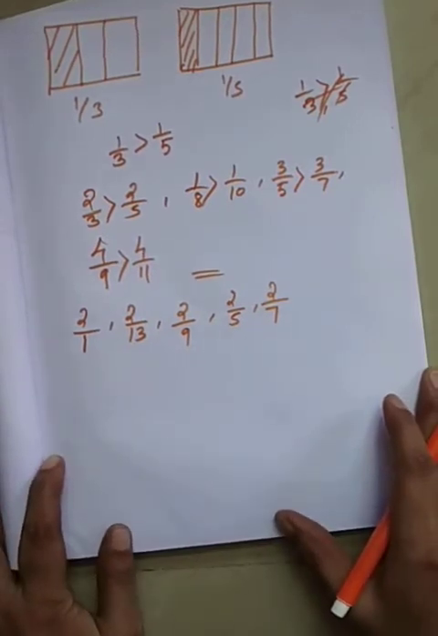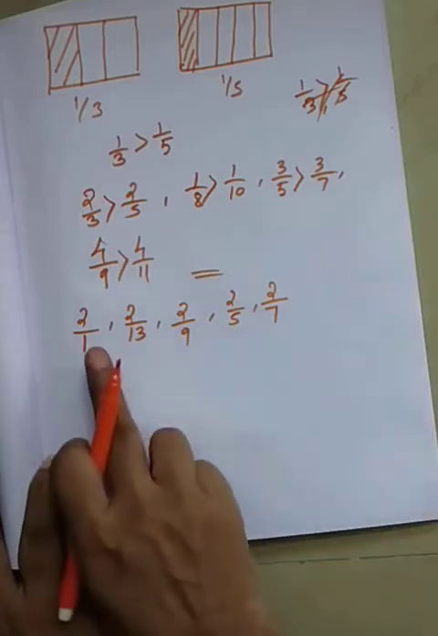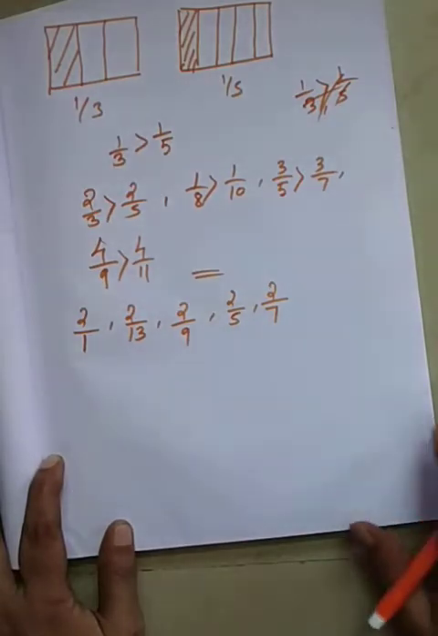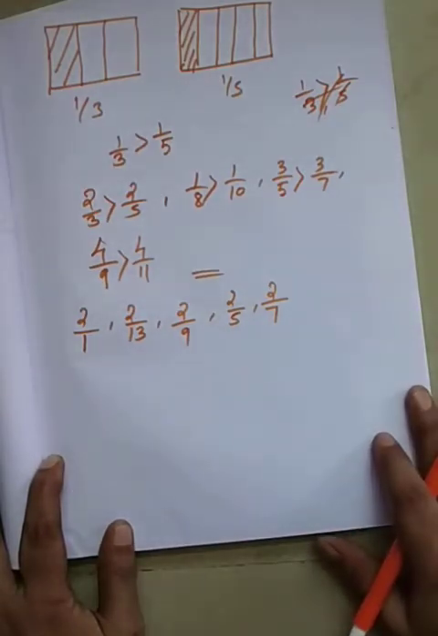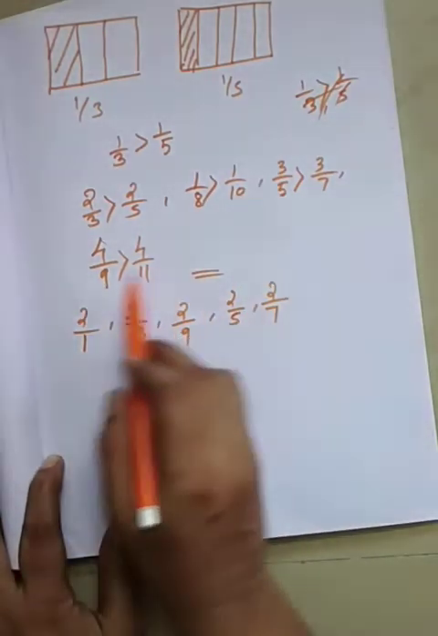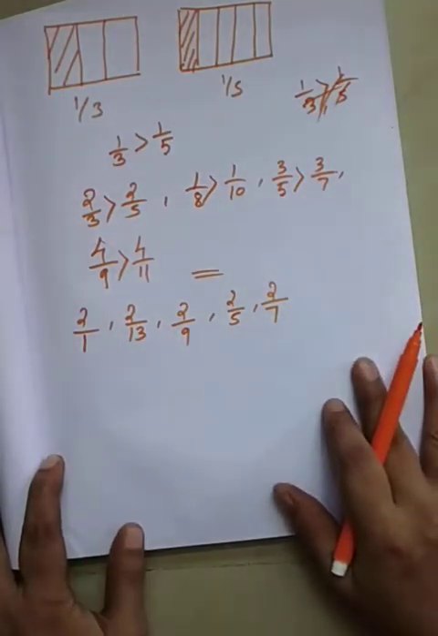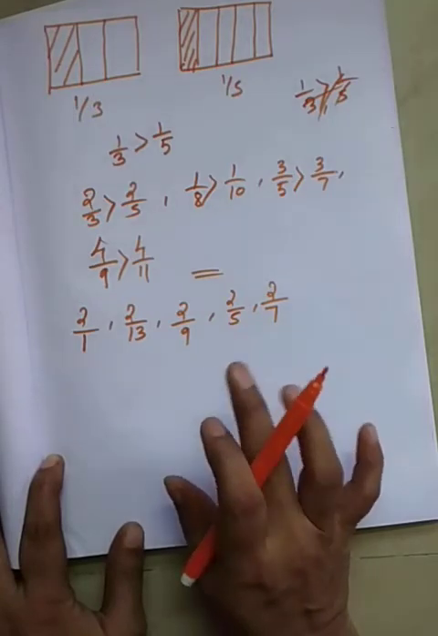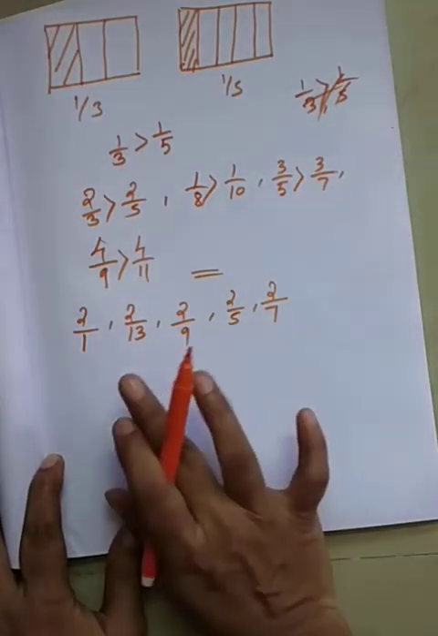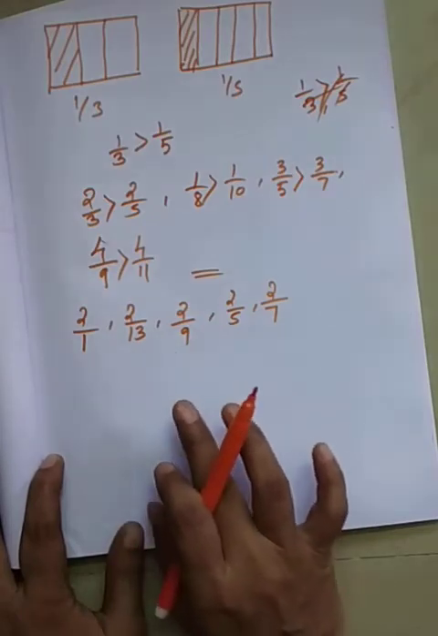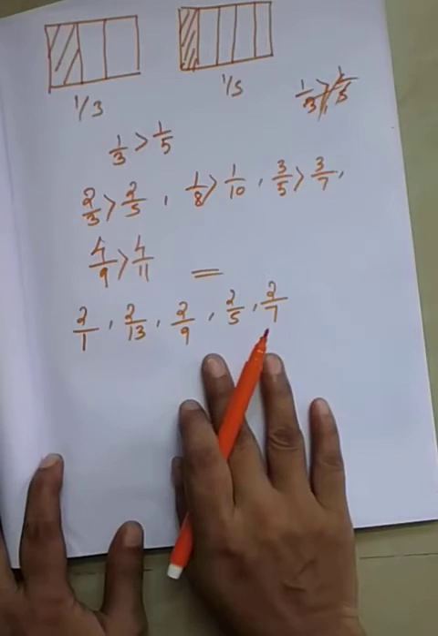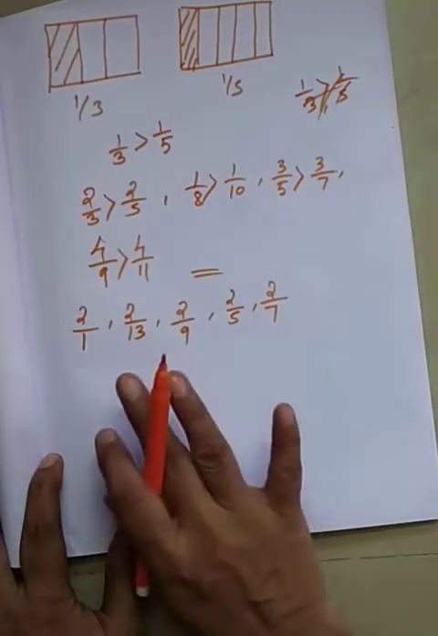Okay, in increasing order. All these fractions are unlike, right? See, 1, 13, 5, 9, 5, 7, all are different. So this is unlike fraction, but their numerator is the same. See, 2, all numerator is same. Hence, in such case, the larger the denominator, the smaller is the fraction. The smaller is 2 by 13. Everybody clear? See here, which one is the smaller? Now you can write increasing order.